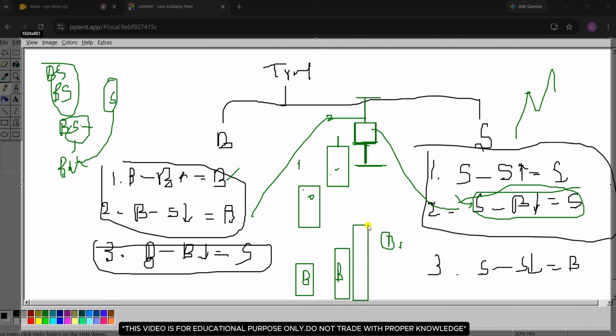If you see a high volume, whose volume is this? Sellers' volume, because of the entry from the upper side and the lower side. Sometimes you will see a low volume also. This low volume also is a sign the next candle will be a seller's candle.